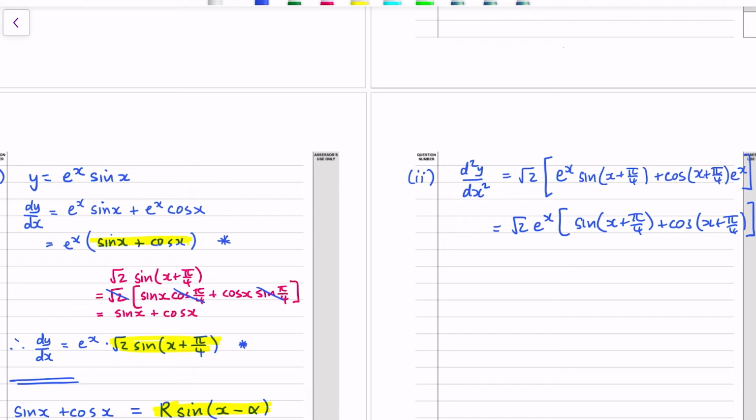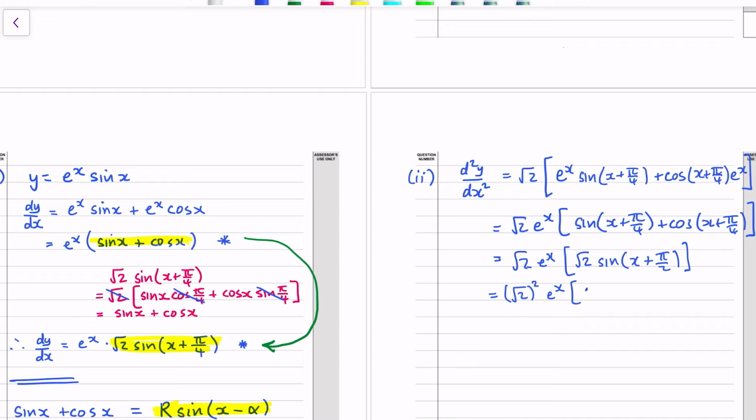So going from here down to there, replacing the x with x plus pi over 4 means that the bottom result will be x plus pi over 4 plus pi over 4. So it'll be x plus pi over 2. Okay, so this is going to be root 2 e to the x, and then this stuff is going to be root 2 sine of x plus pi over 2. The root 2's stack up, so we get root 2 squared, which is 2 of course. E to the x just sits there, and then we get sine of x plus pi over 2.